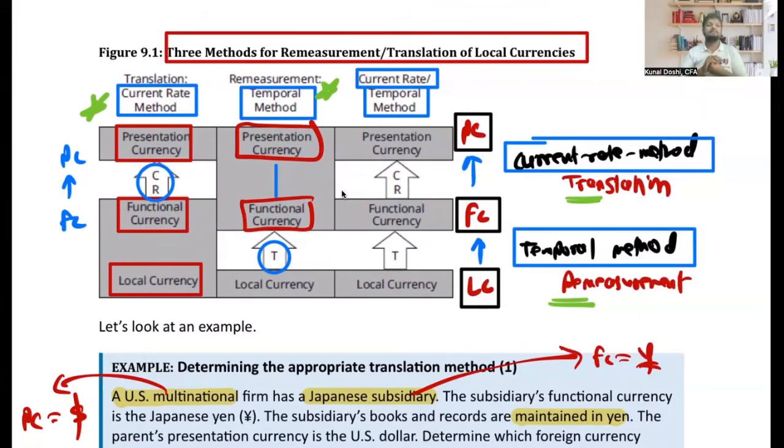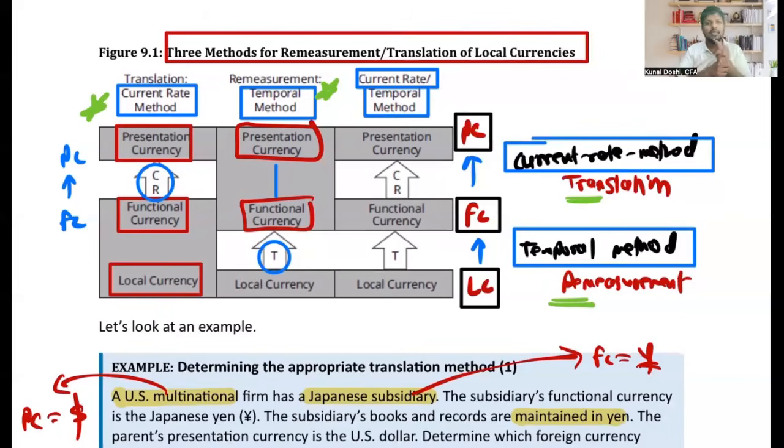Now, throughout the topic, there are different currency rates. One is the current rate, which is generally used for the balance sheet, because the balance sheet is prepared at a point in time, today. The second is the average rate, which is the rate during the year, generally used for the income statement. And the third is the historical rate, which is the past rate, used for items that were bought in the past, or there can be any other date also.